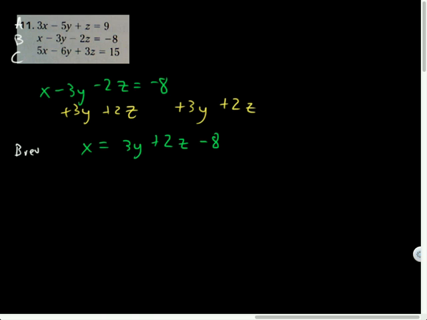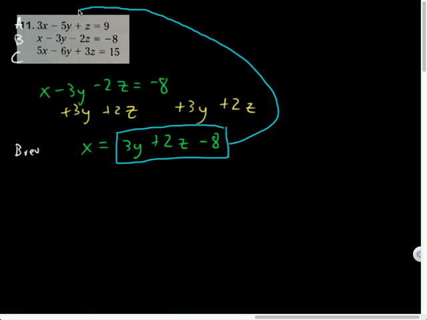And what can I do with this? I have to plug it into the other equations. So I'm going to plug it in for equation A's x and in equation C's x. And by doing so, I'm going to kill the x's in both of those cases because I'm replacing them with something that's written in terms of y's and z's. So that's the goal: eliminate the same variable twice.